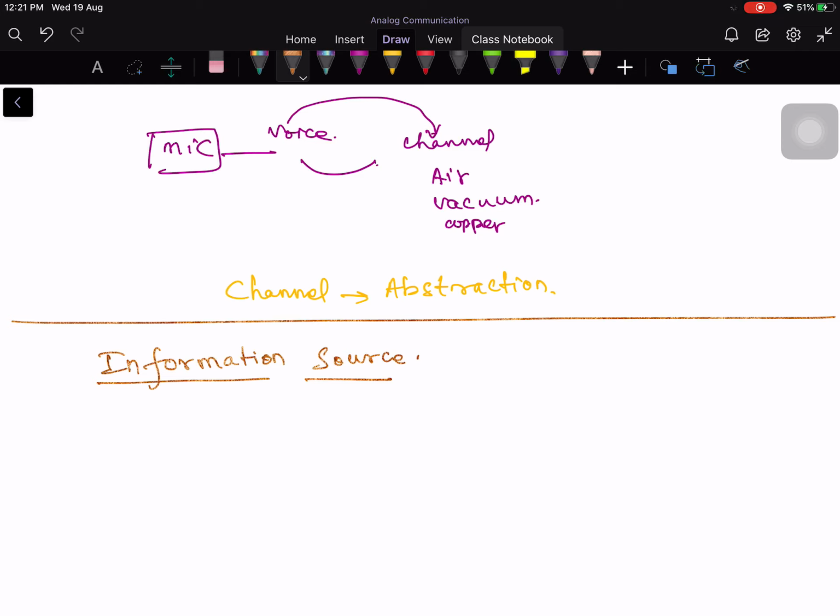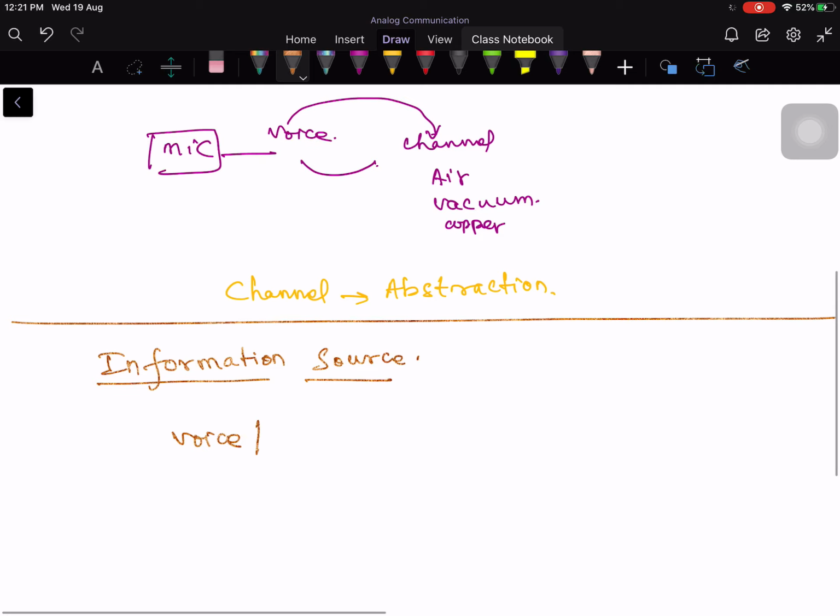So there can be many kinds of sources of information. Our speech is one kind of information, right? Voice or speech. So 90% of the time our communication takes place through speech. Maybe that was true up to 2004 or 5. Now 90% of the traffic is not voice, it is data. Things are changing rapidly these days.